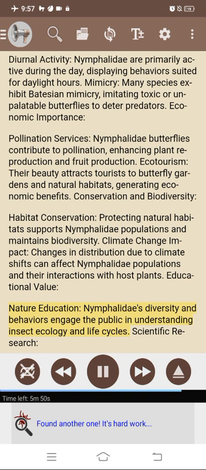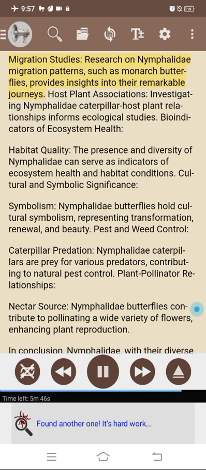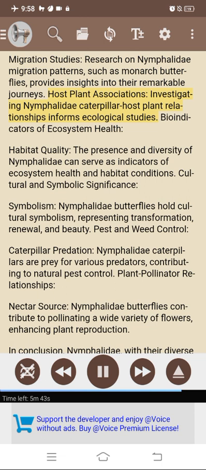Educational value. Nature education. Nymphalidae diversity and behaviors engage the public in understanding insect ecology and life cycles. Scientific research. Migration studies. Research on Nymphalidae migration patterns, such as monarch butterflies, provides insights into their remarkable journeys. Host plant associations. Investigating Nymphalidae caterpillar host plant relationships informs ecological studies. Bioindicators of ecosystem health. Habitat quality. The presence and diversity of Nymphalidae can serve as indicators of ecosystem health and habitat conditions.